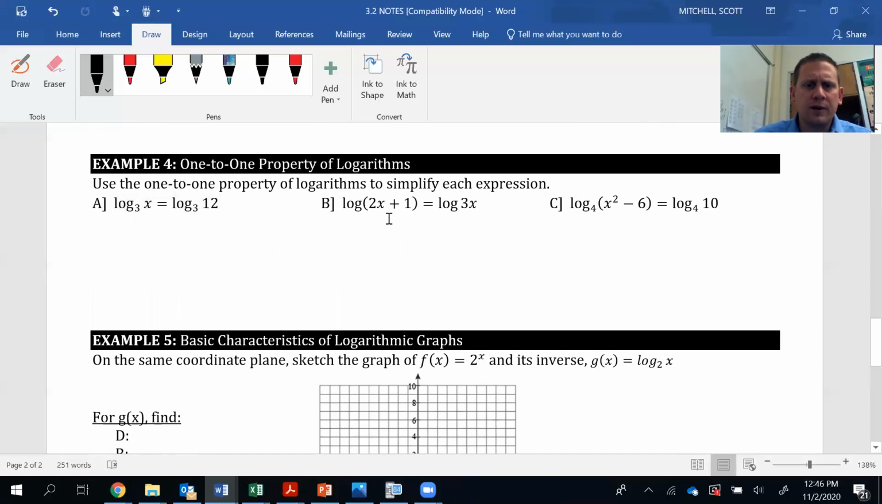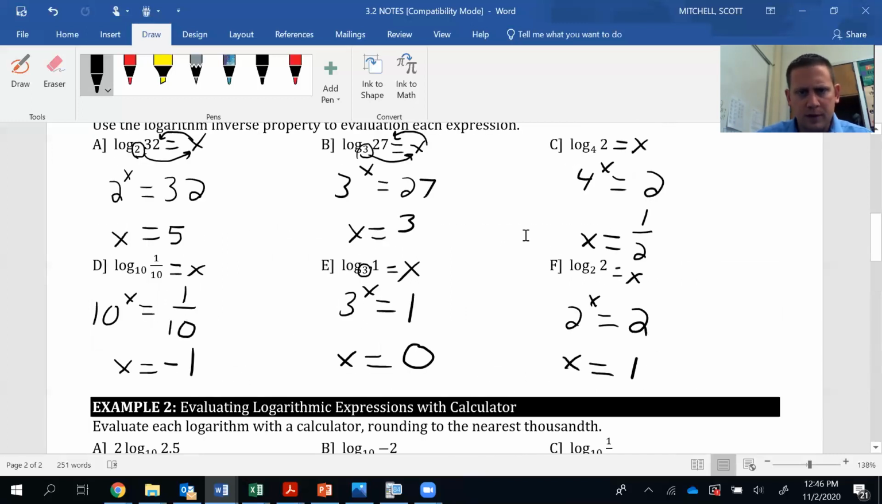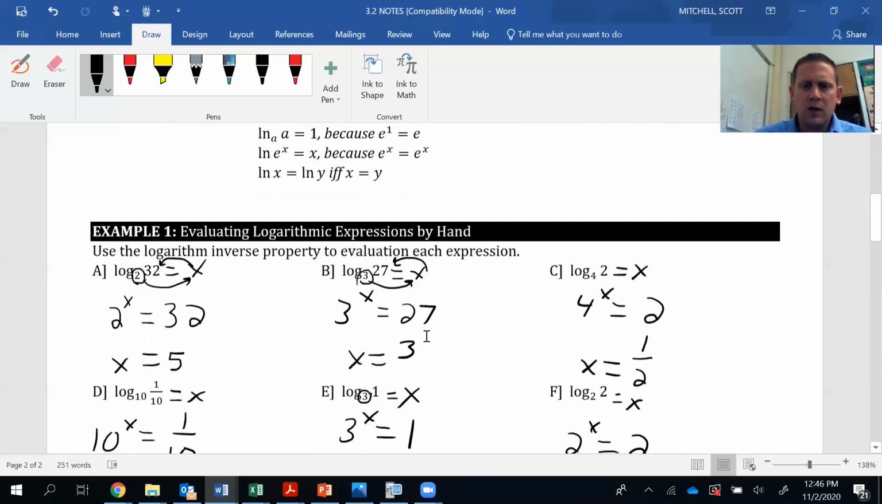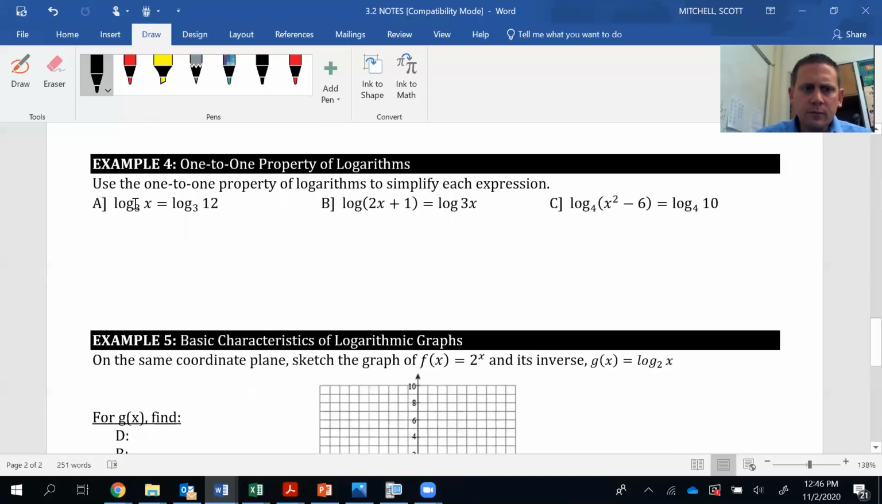So one-to-one properties, again, going back up here, let's scroll. One-to-one property: if you have the log base of some number equals the log base of the same thing of another number, well, the two numbers x and y are going to be equal to each other. When I come back down here, log base 3 of x equals log base 3 of 12. Well, the only thing that x can be to make that statement true has got to be 12. That's one of those properties.